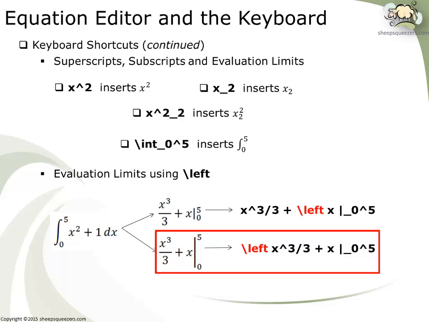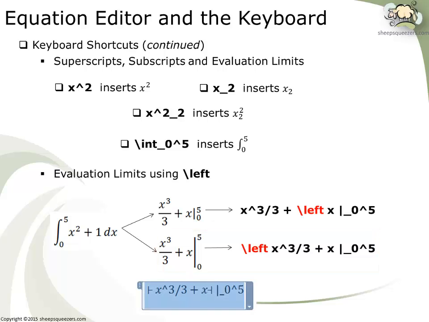Now for the lower branch, if we actually want that vertical bar to take into account the x cubed over 3, we enter in backslash left, followed by the space bar, x caret 3 over 3, that basically is x cubed over 3, plus the x, then your vertical bar, your underscore, your lower limit, your caret, and your 5, which is your upper limit.